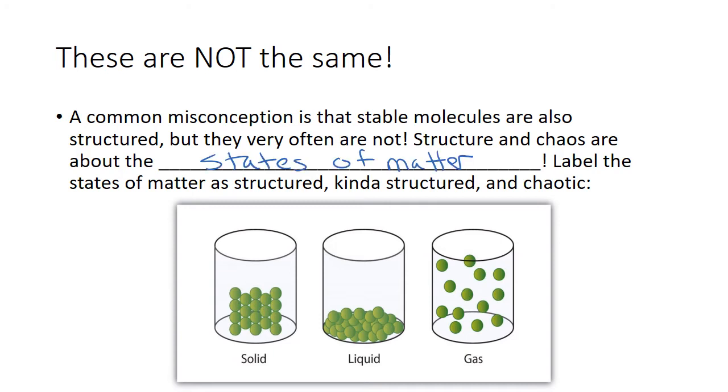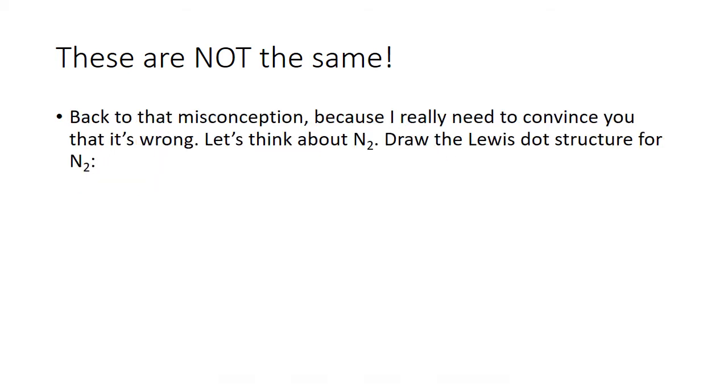All right, I want you to label your states of matter, solid, liquid, gas, as structured, kind of structured, and chaotic. Go ahead, put your answers on your paper. Did you put your answers on your paper? Hope so. Okay, here's what I've got. Solids are our structured ones. Gases would be the chaotic one. Liquids still kind of structured. We know that they're more similar to solids than they are to gases.